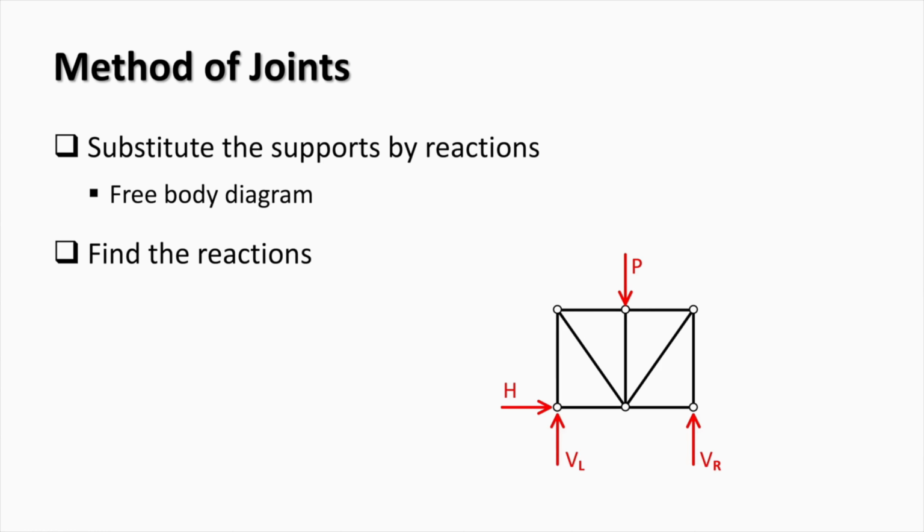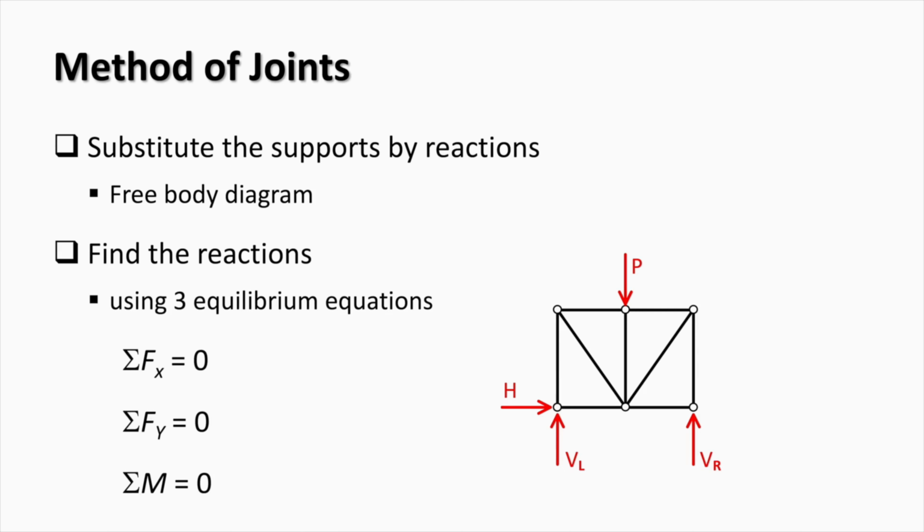The method of joints starts with finding the support reactions. A free body diagram is generated where the supports are substituted with external reaction forces, as you can see here. The reaction forces are found using three equilibrium equations. Since there are only three independent equilibrium equations, only three reaction forces can be found.